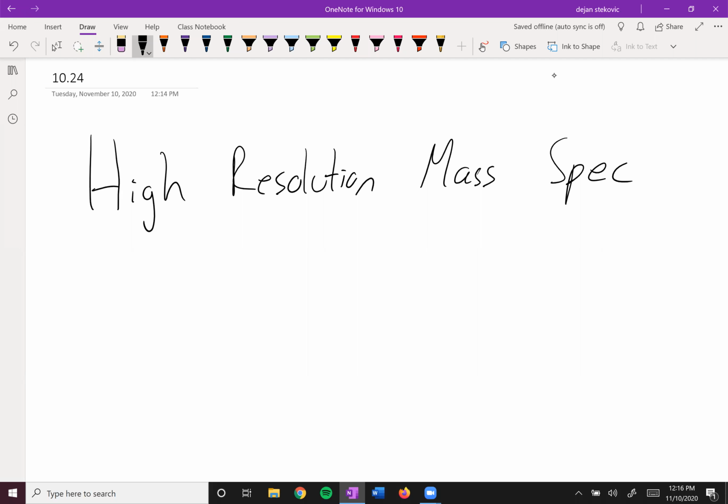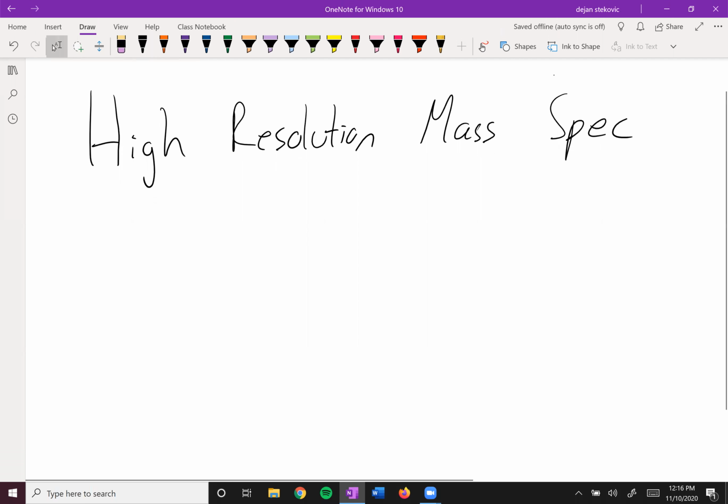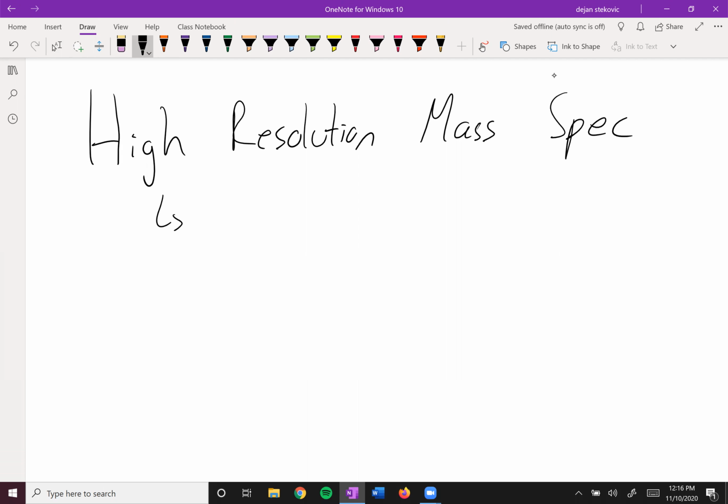All right, so we'll spend all of our time pretty much on just regular mass spec where we can just know to the ones place. However, there are high resolution mass specs, and these are much more precise. These are accurate to approximately the fourth decimal place.